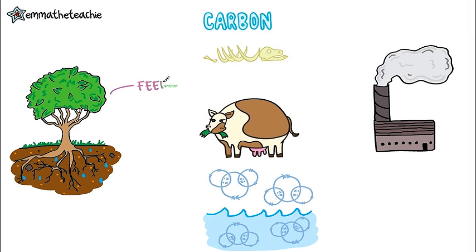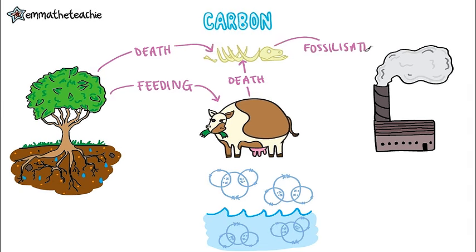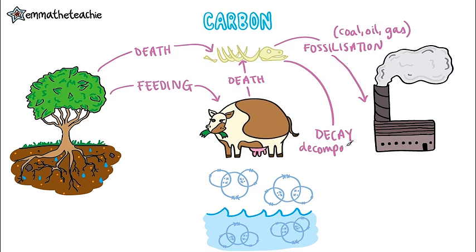We'll start off with feeding, which is just when one organism takes in the organic material of another, which contains carbon. All living things will eventually die. Plants and animals do this, but of course plants don't have skeletons. When an organism is dead, if it's left in the right conditions for millions of years, it will fossilize into coal, oil, or gas. The alternative is that it will be broken down in the decay process, which we just learnt is done by decomposers.